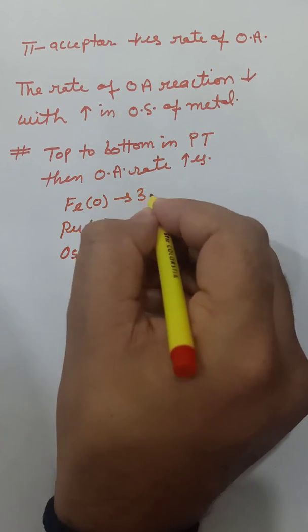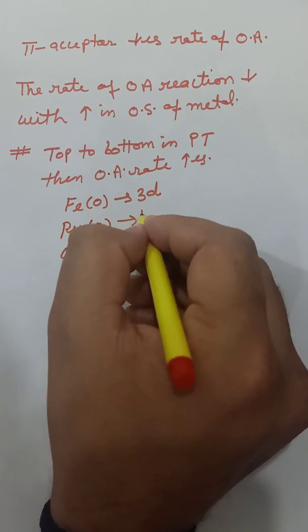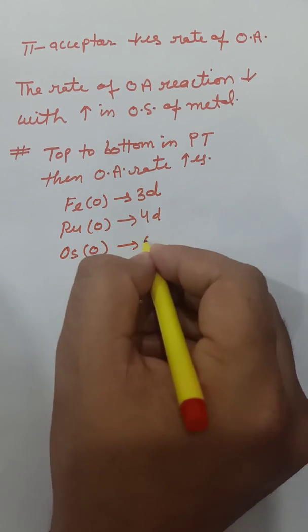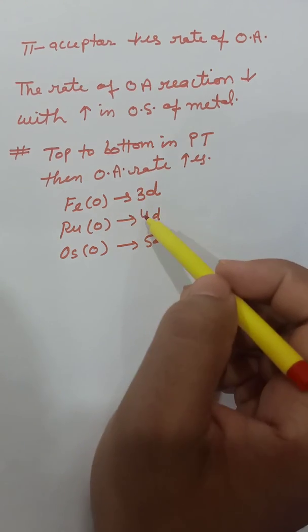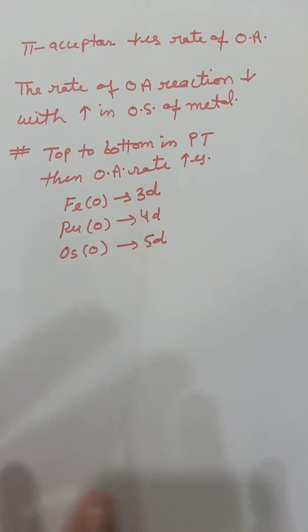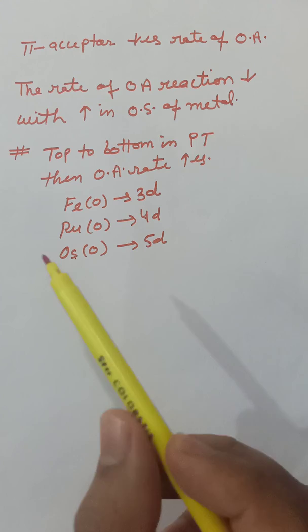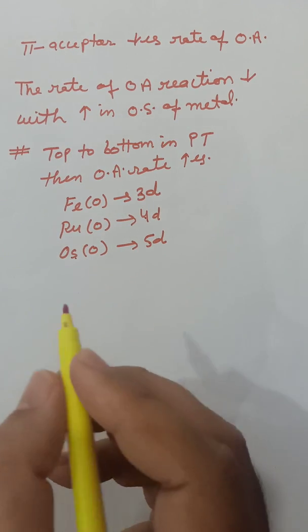This belongs to the 3d series, this belongs to the 4d series, and this belongs to the 5d series. Now we know that when we move from 3d to 4d, 4d to 5d, the electronic cloud around the nucleus increases. That means the force of attraction between the nucleus and the outermost electron, which is present in the outermost shell, will be very less, and therefore that electron can be easily donated to a ligand. So as we move from iron to osmium, the rate of oxidative addition increases.